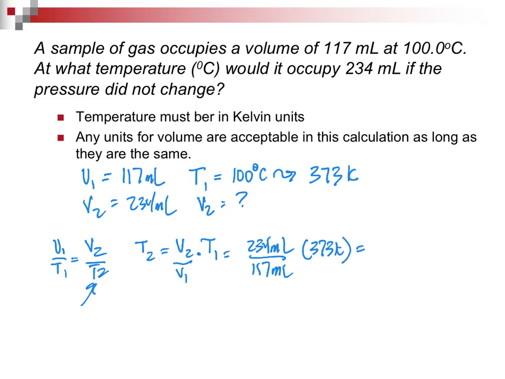That will give me a value of 746 Kelvin, but they're normally going to ask you for centigrade, 473 degrees centigrade. Again, I'll let you stop this video and read it through. But notice, temperature must be in Kelvin, and you can have any units for volume as long as they are the same so that they cancel out.